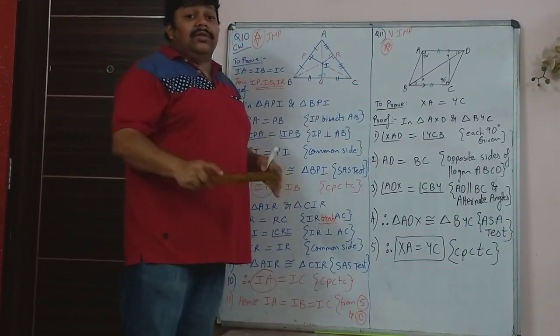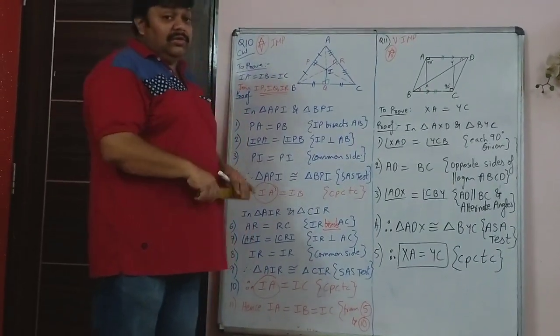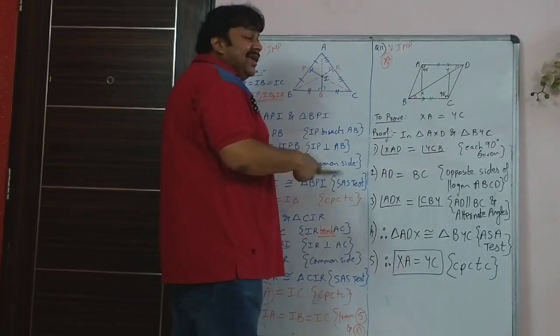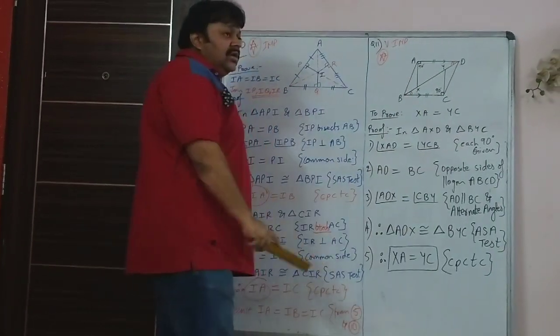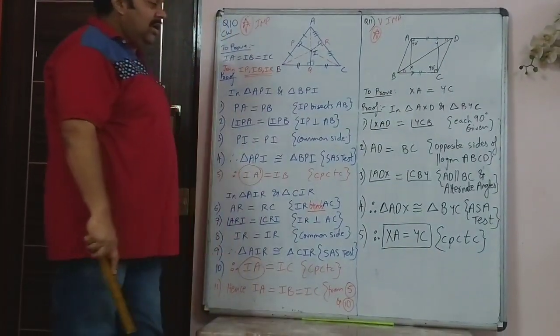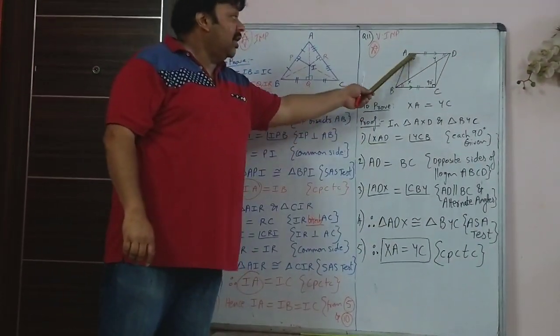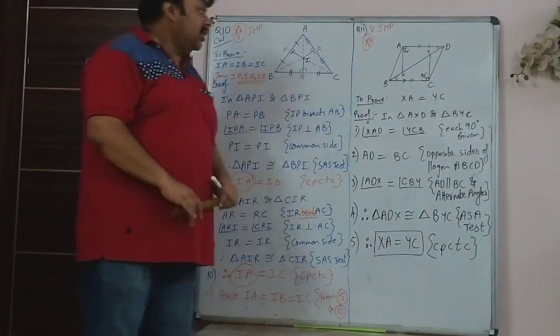I told you the only test that is not there, which you may get confused with, is the ASS test. ASA or SAA is there. So this is the ASA test. So you can prove the two triangles congruent by the ASA test. So therefore the corresponding sides XA and YC will be equal, CPCTC.